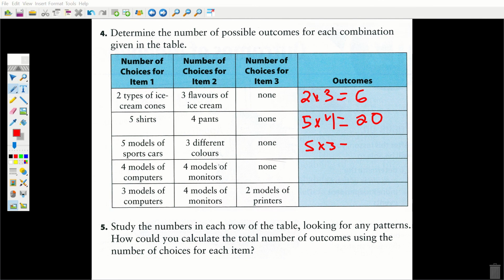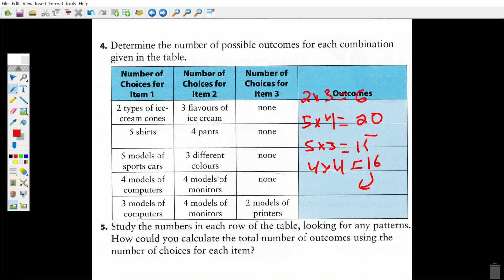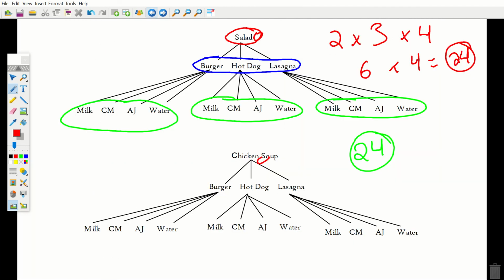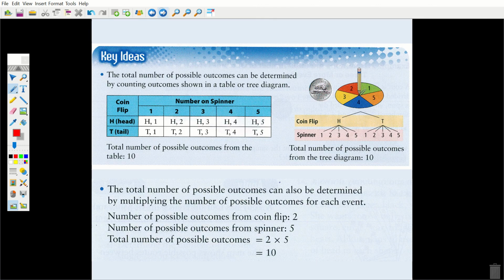Equals 15 here. 4 times 4 equals 16. This actually goes here. And last but not least, when you have 3 independent events, that's when it gets complex. Very similar to this whole tree diagram. You could also just do something simple like 3 times 4 is 4, 8, 12, times 2 is 24 possible outcomes. Pretty simple way to do it.